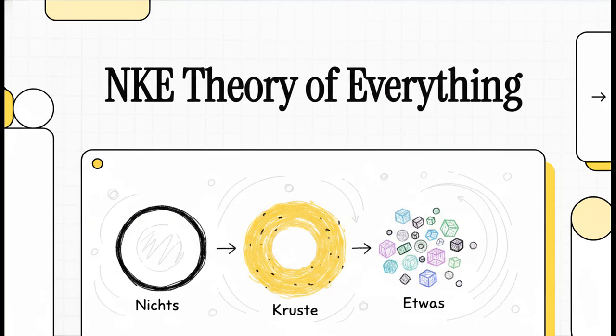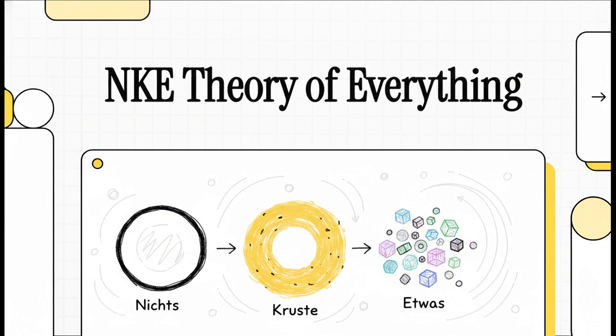Okay, let's jump right into it. Today, we're doing an explainer on a really fascinating and definitely outside-the-box alternative theoretical physics framework. It's proposed by R. and Michael Meyer, and it's called the NKE theory of everything. Now, if you're wondering what NKE stands for, it's German for Nix Krusta Etwas, which translates to nothing crusts something. Basically, we're going to map out how this author attempts to trace the absolute origins of reality.